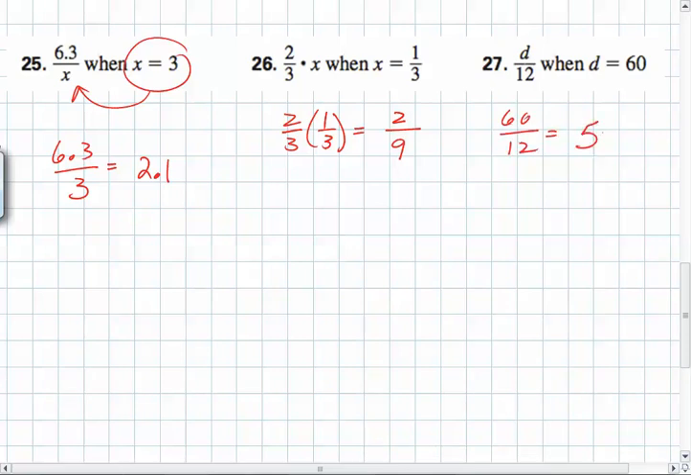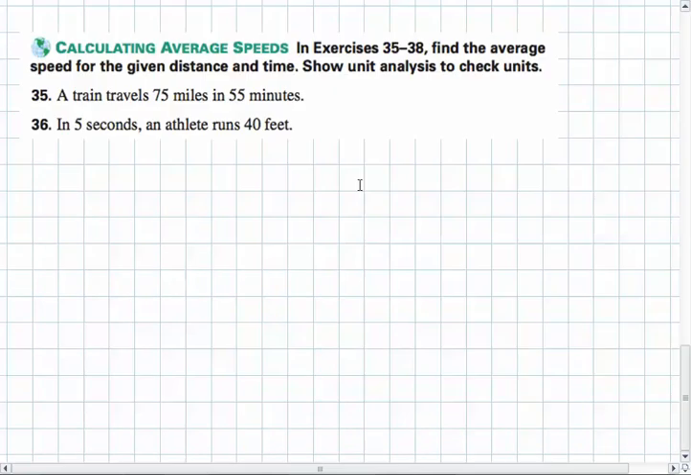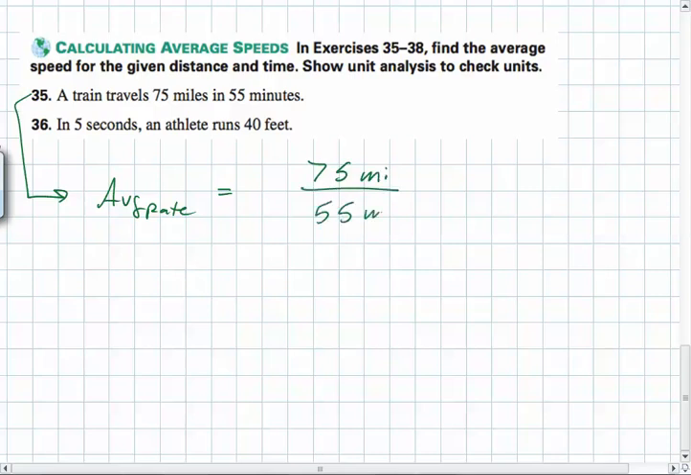So it's pretty good to know your multiplication tables, don't you think? Sometimes you might get different units though, but that's not going to change how you use some of the existing formulas. So for 35, we're trying to find the average rate. To find the average rate, we need the distance, which is 75 miles, divided by 55 minutes.